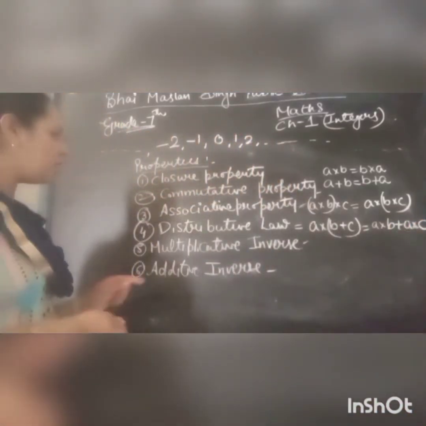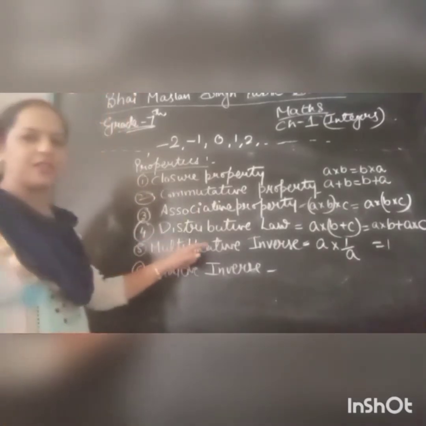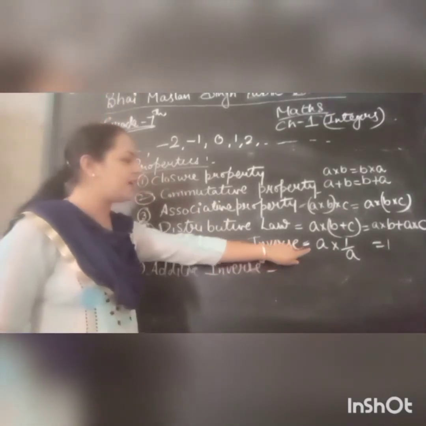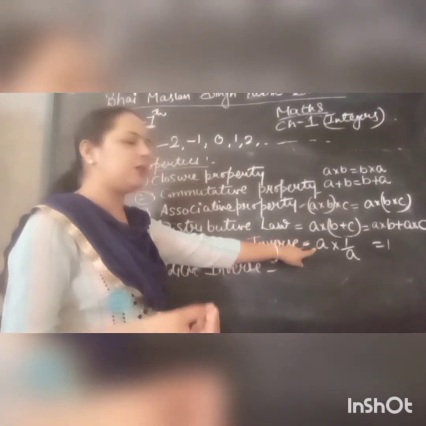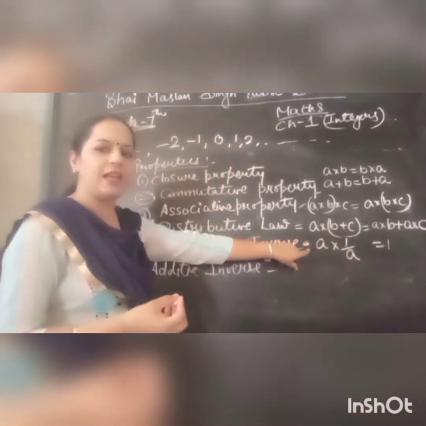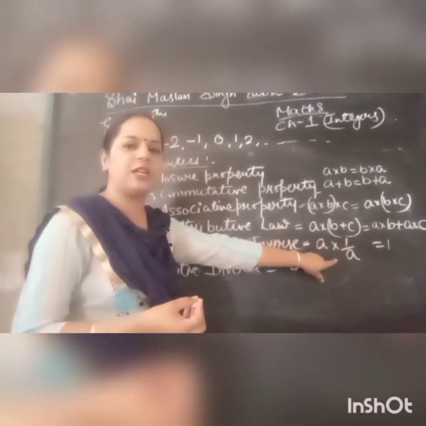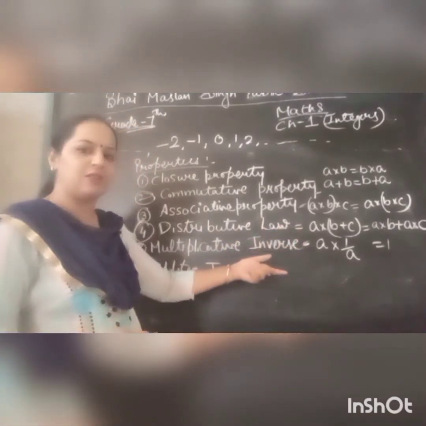Okay. Now multiplicative inverse. Student, the next property is multiplicative inverse. If I have a number A, then I need a number by which I should multiply A so that my answer will be 1. So I multiply A with the reciprocal of it, that is 1 by A. My answer will be 1. A will cancel with A.